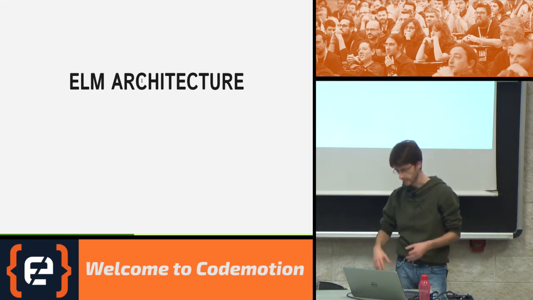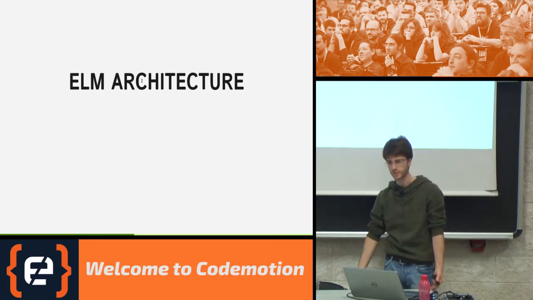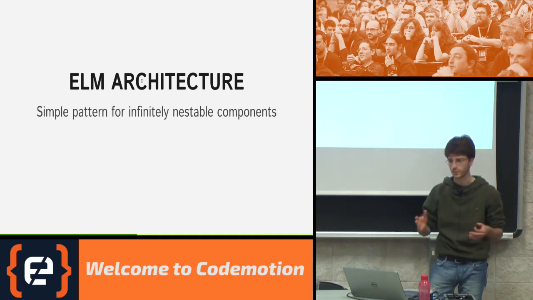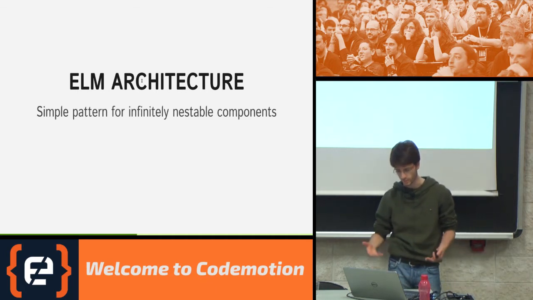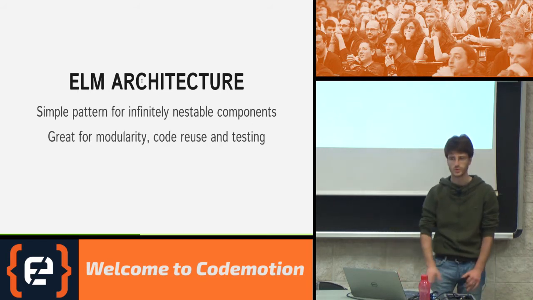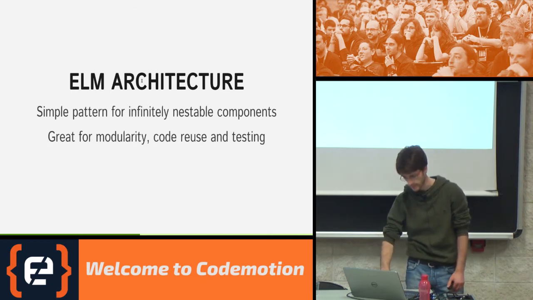So in Elm, there is the so-called Elm architecture that naturally emerged from the language, and it's just a simple pattern for creating infinitely nestable components. And it turns out to be great for modularity, code reuse, and testing. So all nice properties. Go check it out.